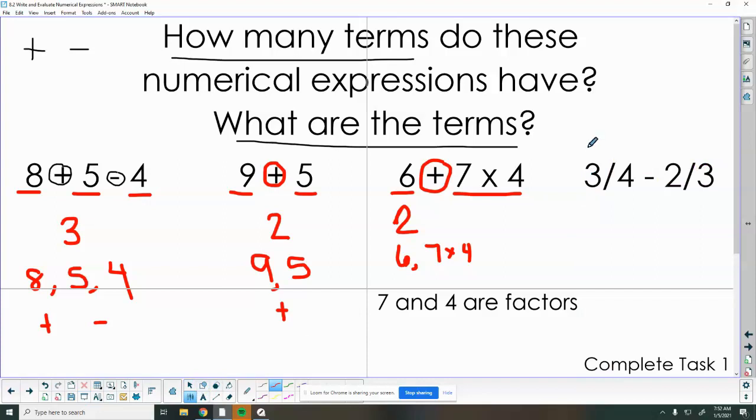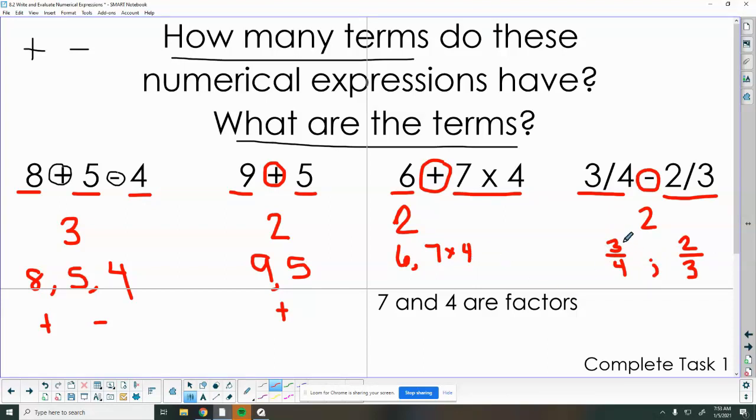So we have 3/4 minus 2/3. Go ahead and circle any add or subtract operations that you see. So I can see here that we have a minus sign, a subtract symbol. So that means I have one term here and one term here. So together we have two terms. I have a term of 3/4. I have a term of 2/3. So those are the two terms here.